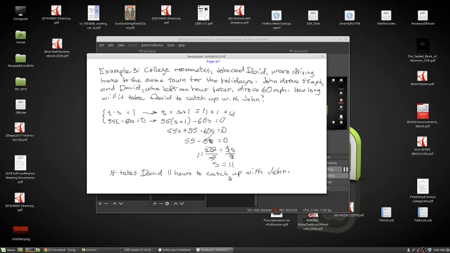Okay, John's time is t, and David's time is s. So we're told by the fact that David left an hour later that t minus s is equal to 1. And then we know that since both distances are equal, if we subtract one from the other, we're going to end up with 0. Or you could just start with 1 on the other side. 55t is the distance that John drove, and 60s is the distance that David drove.